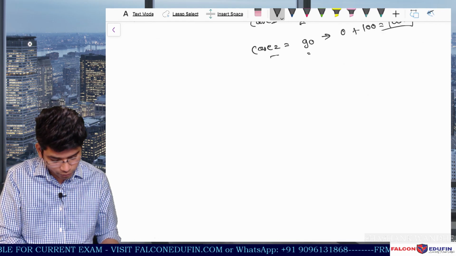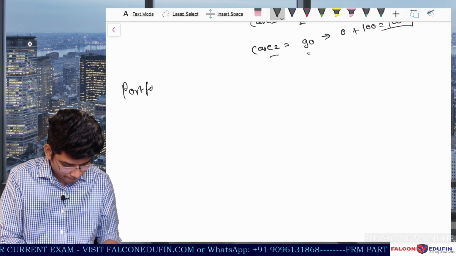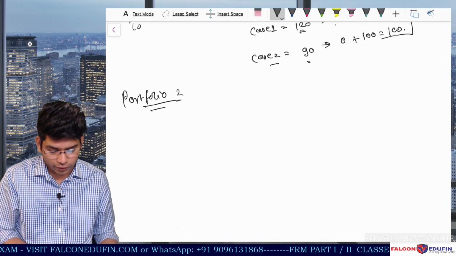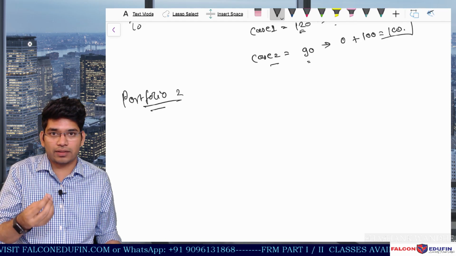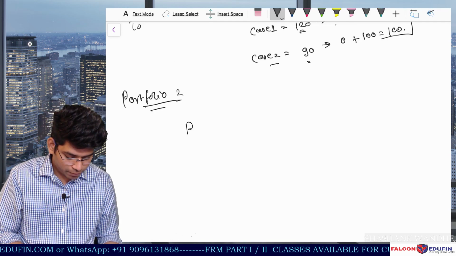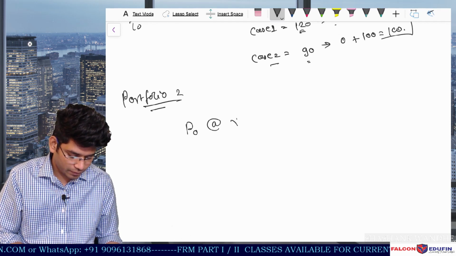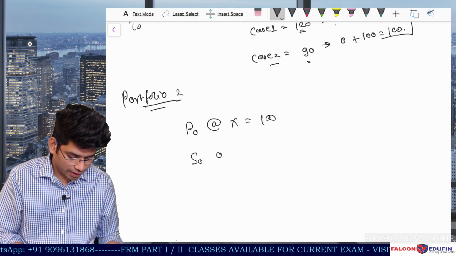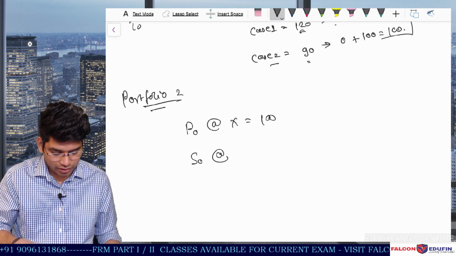Now in portfolio 2, what is the composition of portfolio 2? Portfolio 2 is generally, in normal language, we say it as the protective put. So this is put P0 at X equal to 100, and then we have S0.